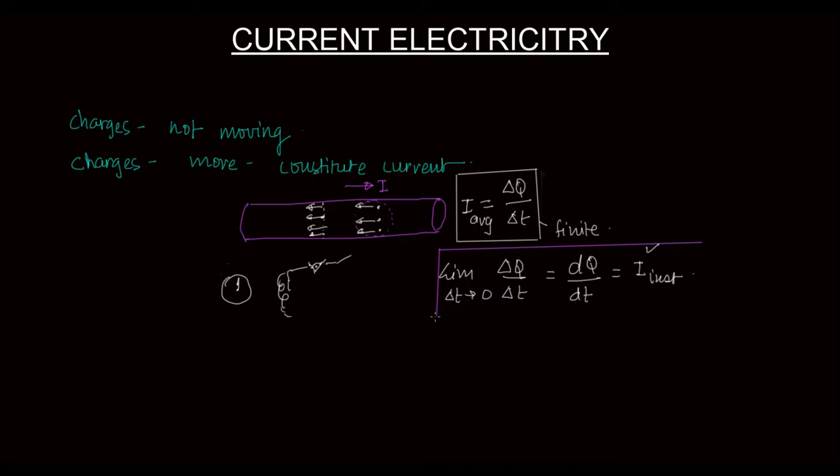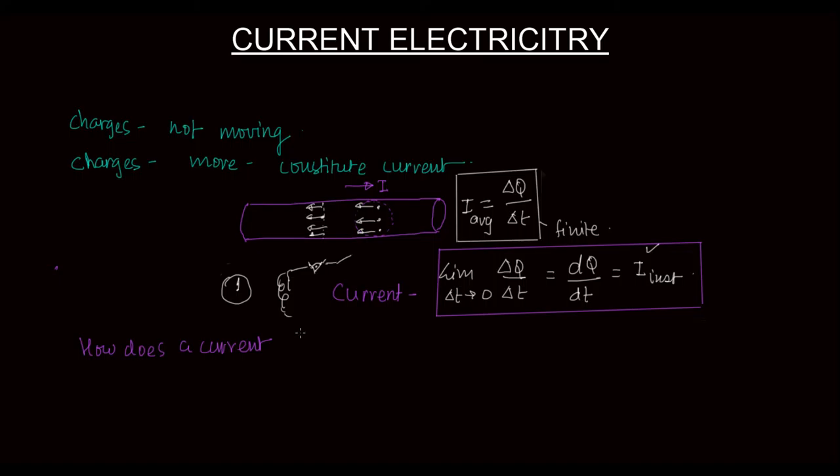So this, in a nutshell, constitutes the definition of the average current, and this constitutes the definition of an instantaneous current. This is the basic definition of current. Understand? Current in itself denotes movement, and it is the movement of what? The charges. The movement of water is waves or water current. The movement of the charges is what is termed as the current, right?